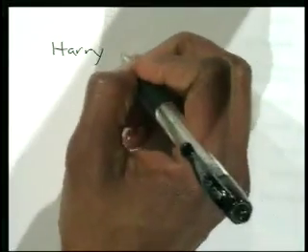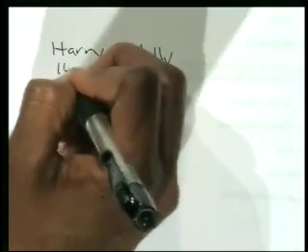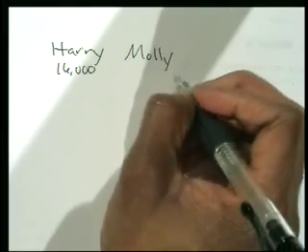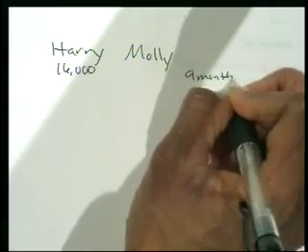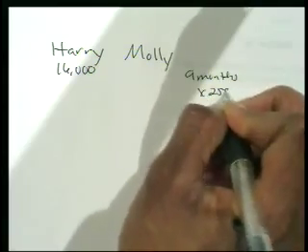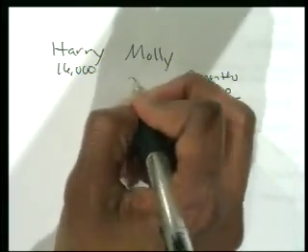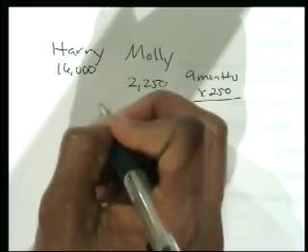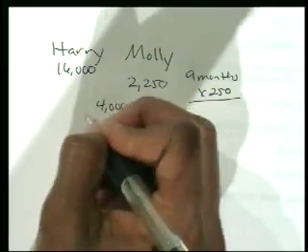We have Harry and Molly. Remember, Harry had $16,000 and Molly is a student. Let's say Molly is a student 9 months out of the year, so she's going to be deemed to have $250 worth of salary because they only have one child. So then we're going to treat her as having salary of $2,250. They pay $4,000 in expenses.